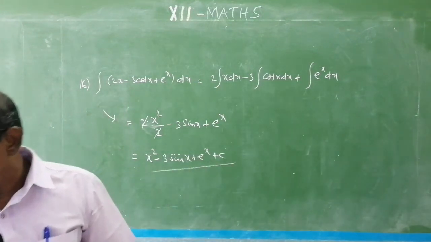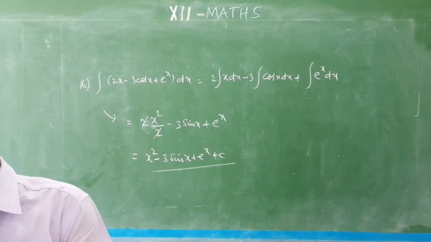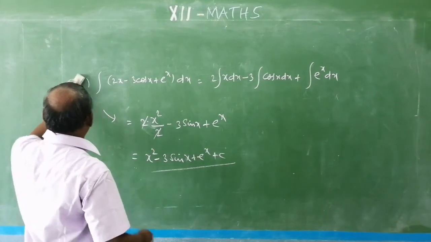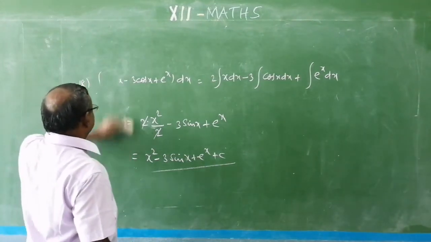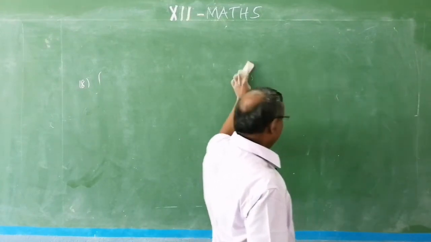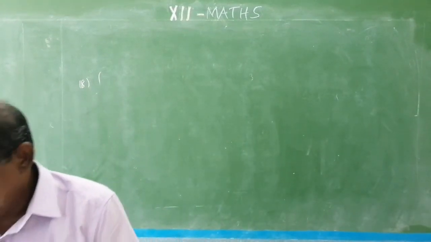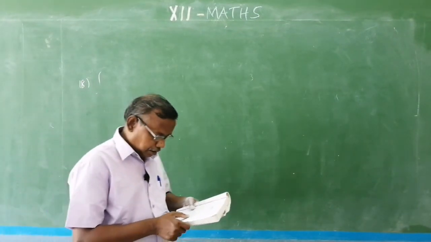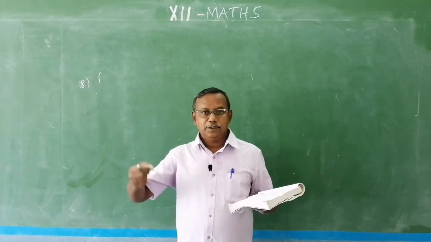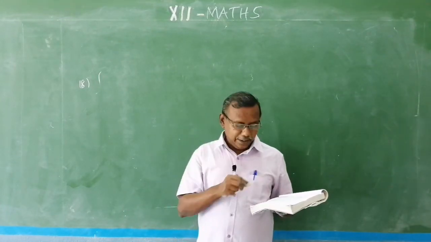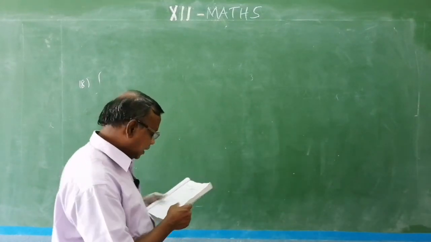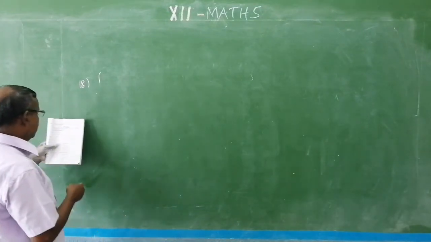And consider question number 18. Question number 18. Whenever trigonometric functions are given, you have to rearrange them like the formula. First go through the formulas. There we have given the antiderivatives for some functions. Accordingly, we can change the given function.